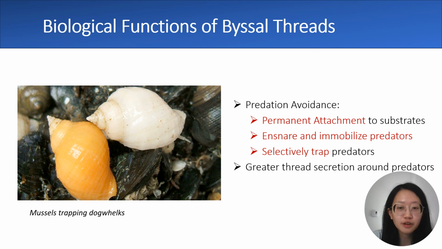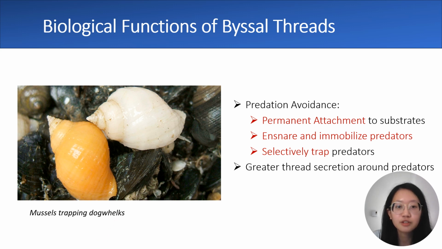Byssal threads are also used by mussels in predation avoidance. They are used for attachment to substrates to prevent them from easily being pried off and eaten by predators such as gastropods and arthropods. They are also observed in one study to selectively trap predators, in which they are shown to secrete a greater number of threads in trapping predatory dog whelks compared to herbivorous periwinkles. So you can see in this figure I have here that mussels are trapping dog whelks using their Byssal threads.